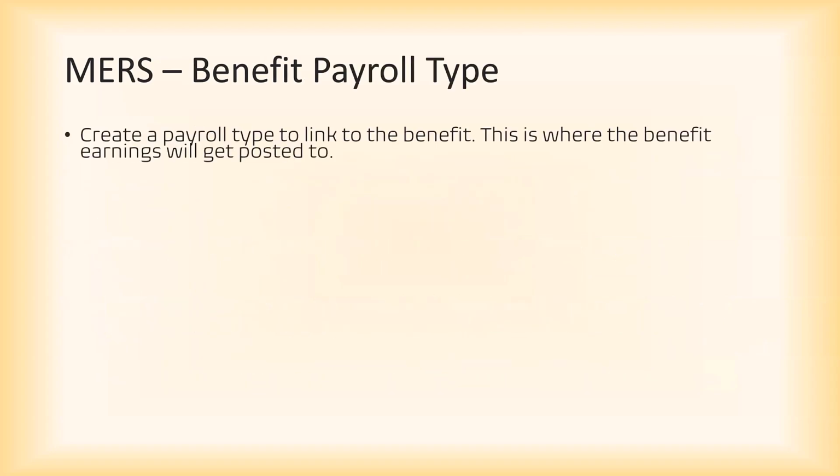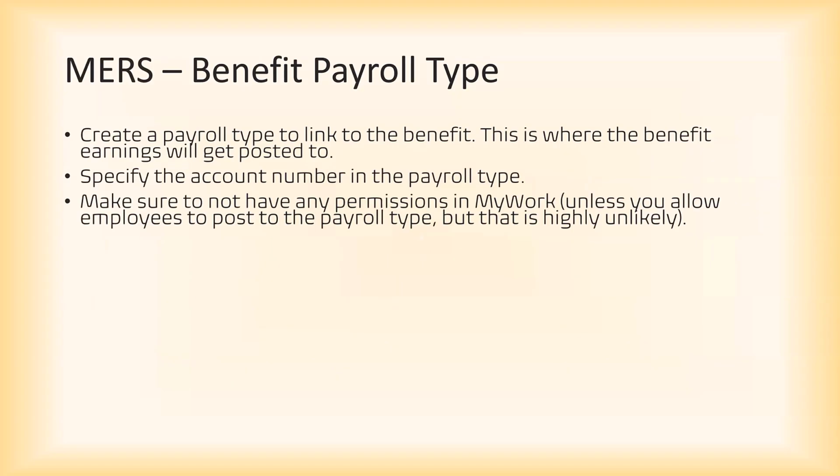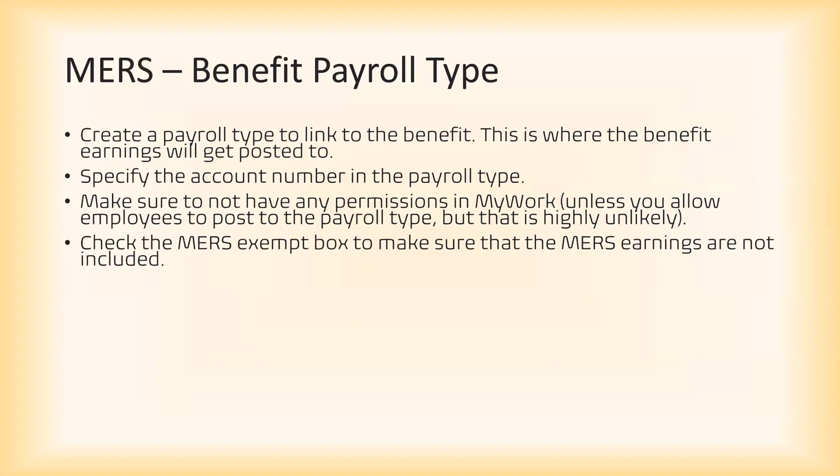And then for the payroll type, you create a payroll type to link to the benefit. This is where the benefit earnings will get posted to. Typically, from what I've seen, you want to specify an account number in the payroll type. If you're using my work, you probably want to make sure that no employee has permission to post a time card to this payroll type, unless you want to allow employees to post to that payroll type, but I don't think that's a thing. You can if you want to, but we would recommend that you don't have permissions to, so they can't post to it.